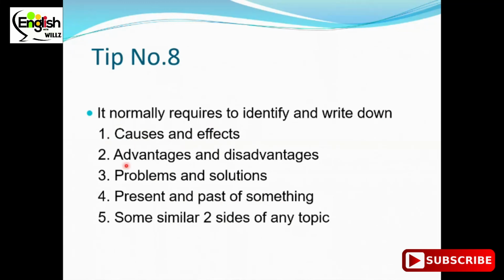Sometimes the passage will be discussing advantages and disadvantages of something. Then in that case, you have to find out 6 advantages and 6 disadvantages. Sometimes the passage will be discussing the problems and the solutions of something, and the examiner will ask you to find out 6 problems and 6 solutions. Sometimes passage number 1 of Paper 2 reading will be discussing the present of something and the past of something. You have to find out and write down six usages of something in the present and six usages in the past.